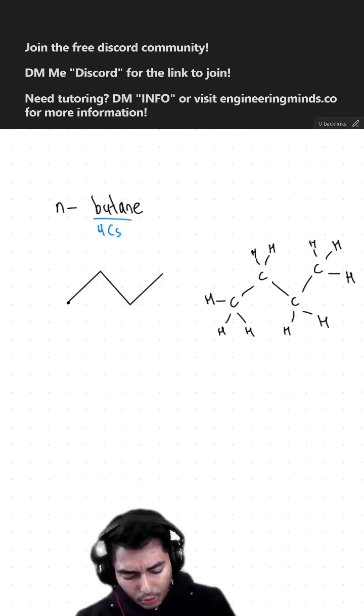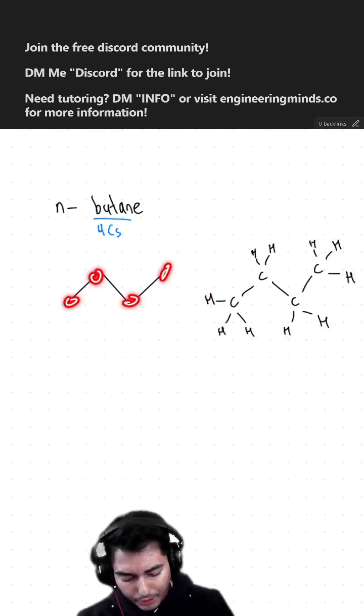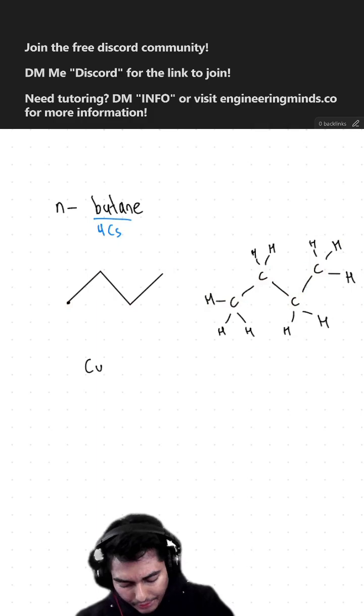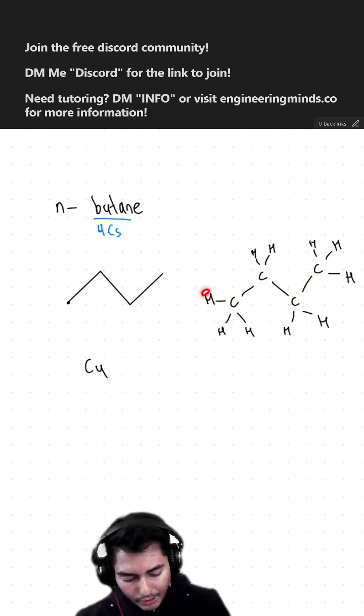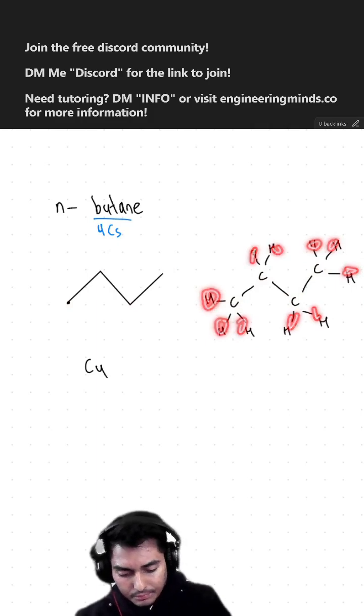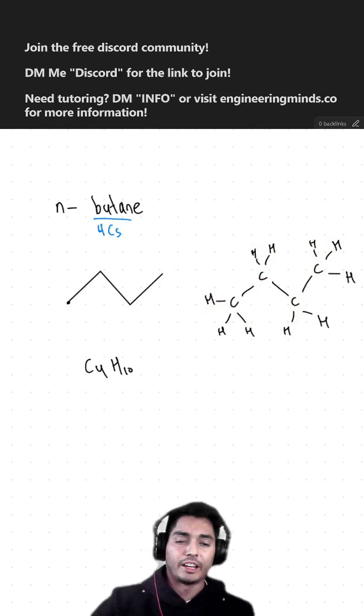Alright, so this is the same as this, right? Because we have 1, 2, 3, 4, and each of those junction points is 1 carbon. So let's define the chemical formula here. We have C4, and then how many H's do we have? We have 1, 2, 3, 4, 5, 6, 7, 8, 9, 10. C4H10. So this is a branch chain alkane.